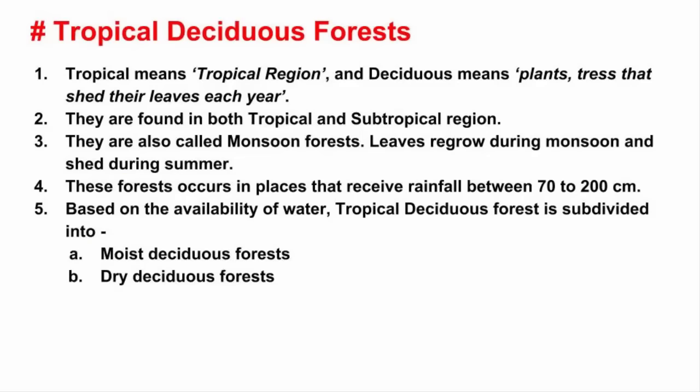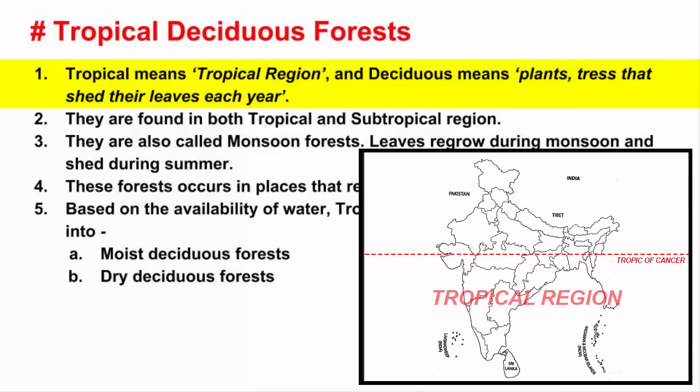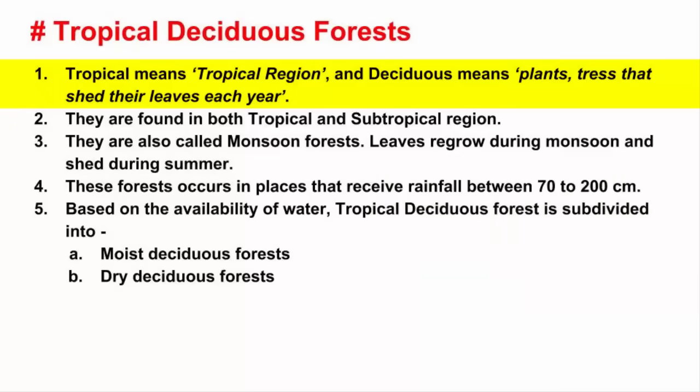The second one is tropical deciduous forest. Let's look at the words tropical deciduous forest carefully. I don't need to tell you again that the word tropical means the tropical region, which is this place. Now if you look at the word deciduous, it means any plant, tree or shrub that sheds its leaves with time. So tropical deciduous forests are forests that lose their leaves each year, and they exist in the tropical region.